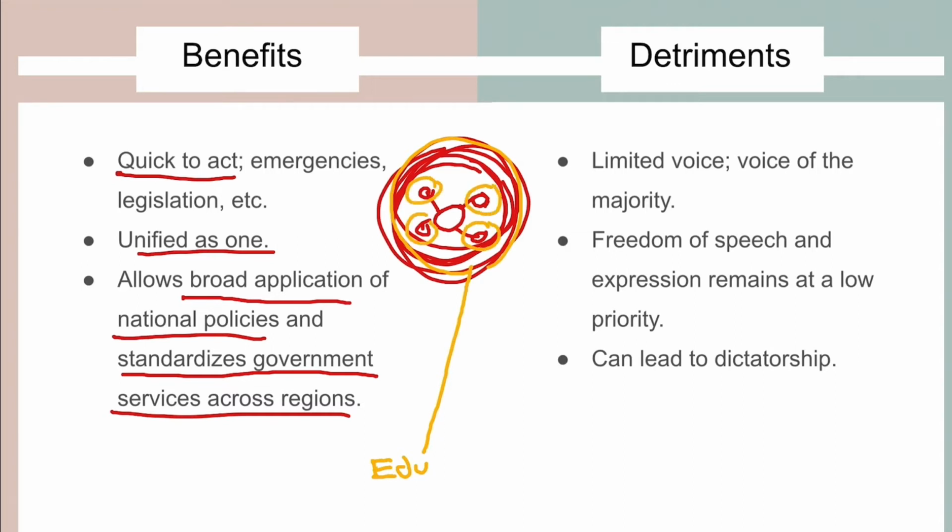And for the detriments, first, the voice is really limited, and the government can actually just ignore the subunits and do whatever they want and just listen to the majority. And since everything is unified as one, there's no diversity. And obviously this can lead to dictatorship since there's one main single power in one area and not really scattered all around. And well, some countries don't actually need a constitution, so it's a free will state.